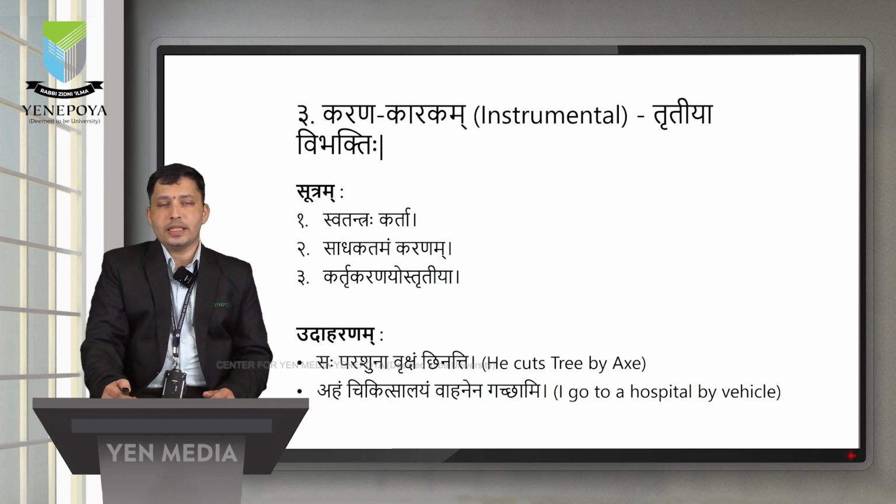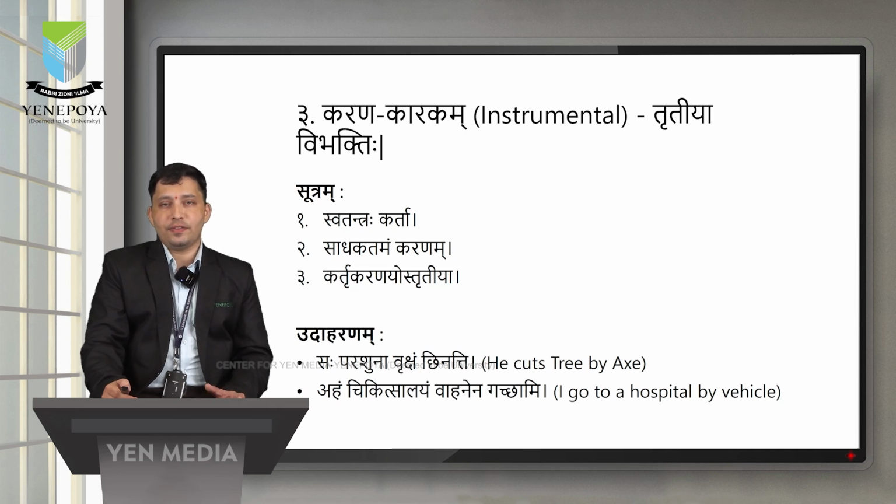So in these 2 sentences, we have to concentrate on the word which represents a tool or instrument, which helps to fulfill the action. So in this sentence you can see, the action is cutting the tree, and the helper is axe, that is Parashu. So that's why this Parashu Shabda gets Karana Karaka, and that's why this is in Tritiya Vibhakti.